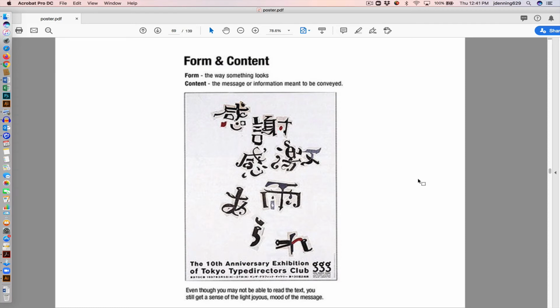So form and content, two things to think about in design. Form is the way something looks, and content is the message or information meant to be conveyed. Let's pretend that we can't read the text at all. Even if you can't read the text, you still get a sense in this design of the light, joyous mood of the message.